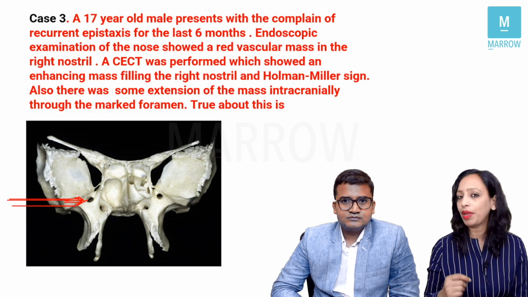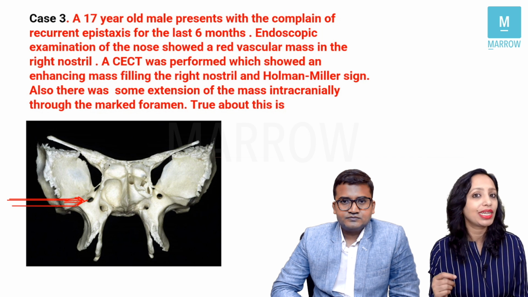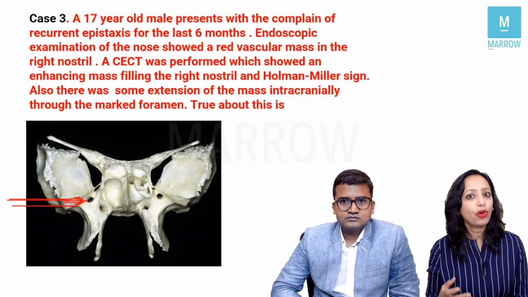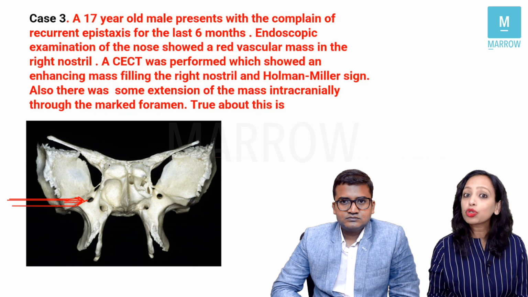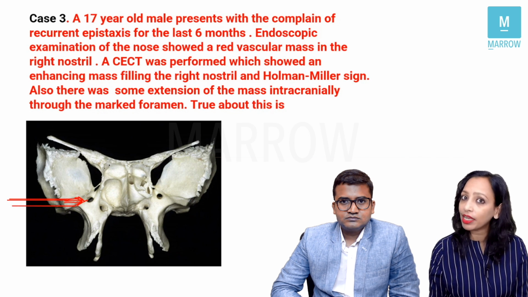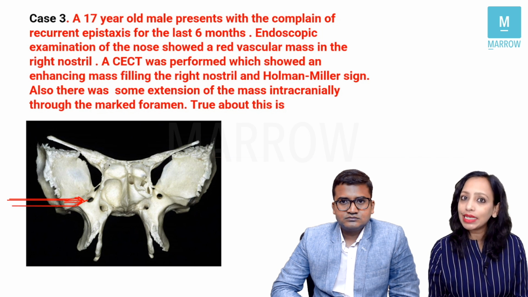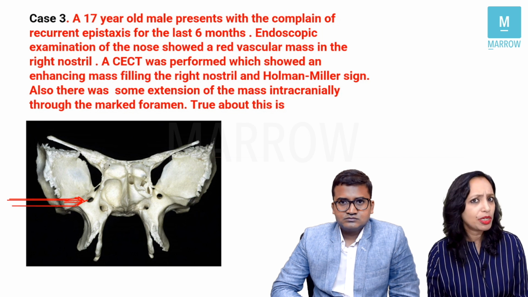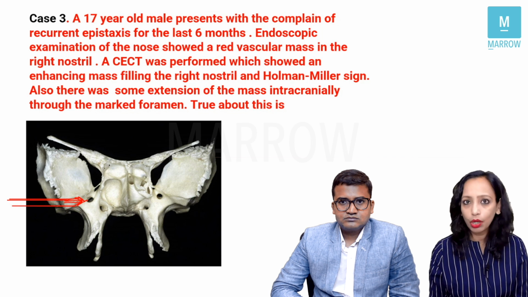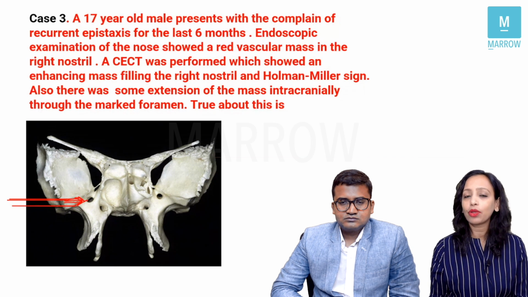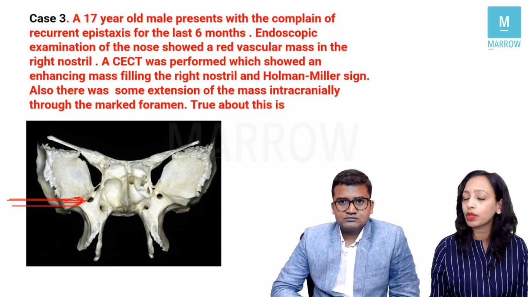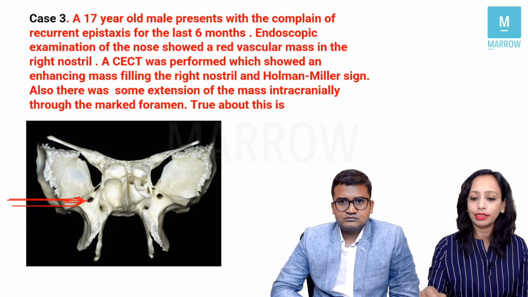We know any young male with recurrent epistaxis should be investigated for, yes, angiofibroma. And yes, the endoscopic picture is matching with it. A red vascular mass is what we are seeing. The CECT is the diagnostic for angiofibroma. We already know that. Is biopsy done in angiofibroma? No, never. So CECT is diagnostic here. And what is the sign that is diagnostic is already given here, the Holman-Miller sign.